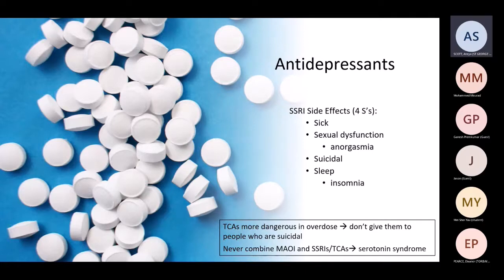I don't think you need to know loads and loads about the side effects, but it's important to know that tricyclic antidepressants are more dangerous in overdose. So you try to avoid prescribing TCAs to people who might be at risk of overdosing. So if anyone's suicidal, try to avoid TCAs. And you should never combine MAOIs and either SSRIs or TCAs because they can cause something called serotonin syndrome, which can be really dangerous.